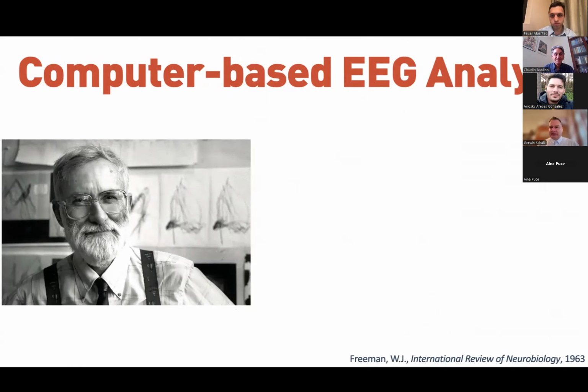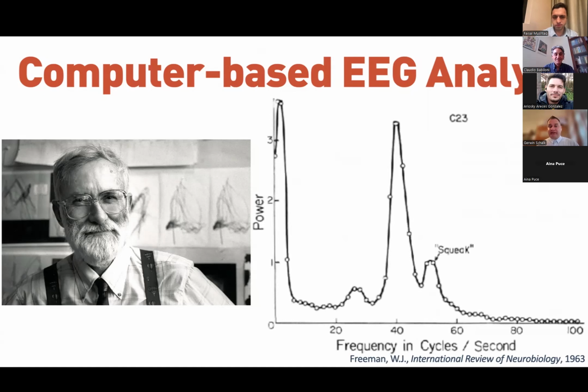Well, then, of course, later in the 1960s, we started to have computers, and so a relatively obvious thing to do was to start using computers to analyze the EEG signals. And this is Walter Freeman right here. So one of the big people, or first people, doing computer-based EEG analysis. He was one of the first to apply the FFT to the data.